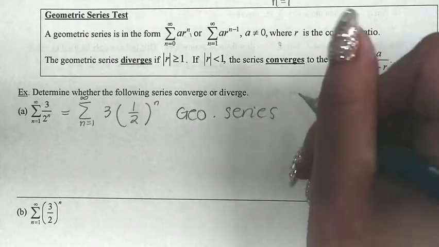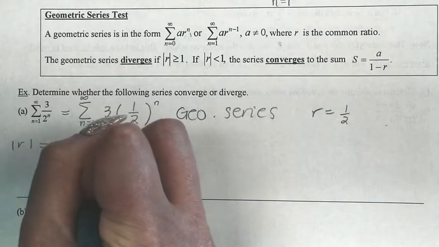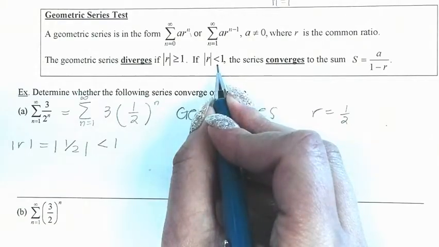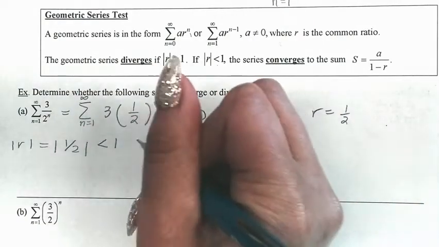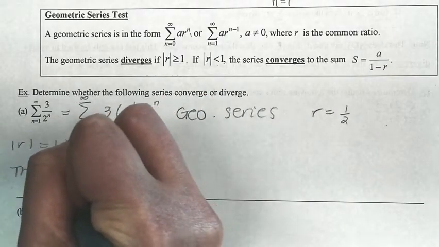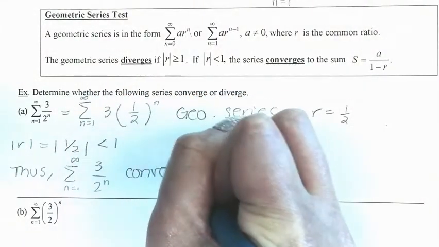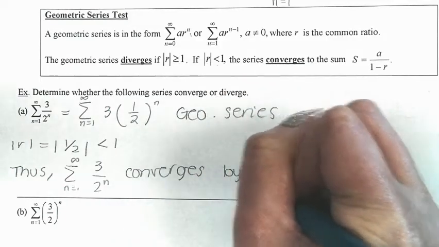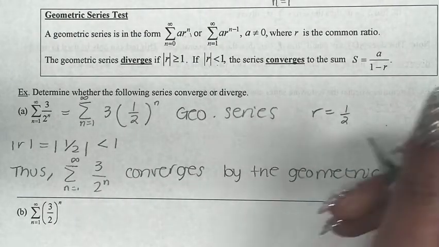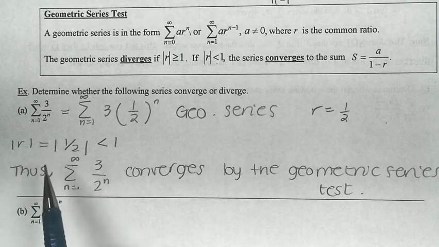What's the next thing? You recognize that r is equal to 1/2. Moreover, the absolute value of r, which is the absolute value of 1/2, is less than 1. Since it's less than 1, we know that this is the condition that we are meeting. Therefore, we can conclude that the series converges. Thus, my series from n equals 1 to infinity of 3 divided by 2 to the power of n converges by the geometric series test. And that's pretty much it. So you always need to find the absolute value of r and compare it to 1 to conclude.